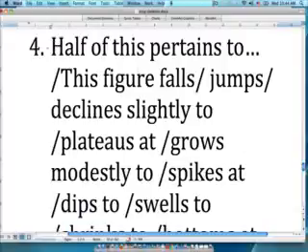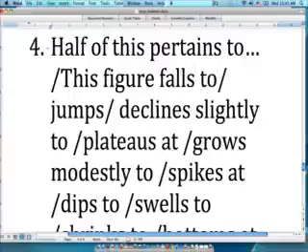Okay, half of this pertains to, which we will use here, or maybe, depending on what you're talking about, you might use phrases like, this figure falls, and all of these should be followed by to. This figure falls to 6%. This figure falls to whatever it is, 30% or 3,000 people, depending on what you're looking at. This figure jumps to. This figure declines slightly to. This figure plateaus at.